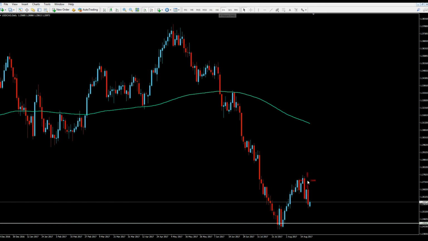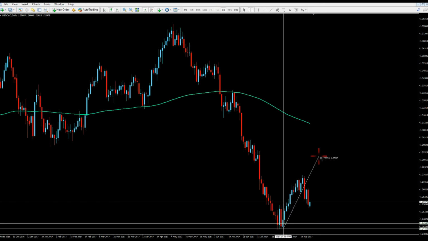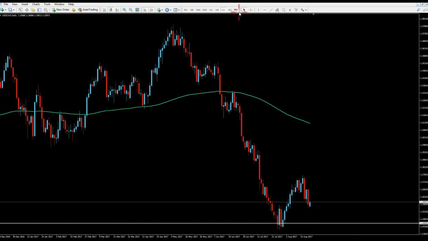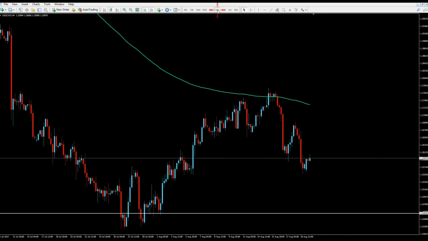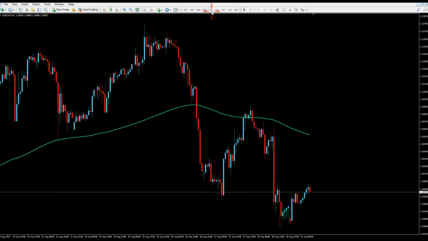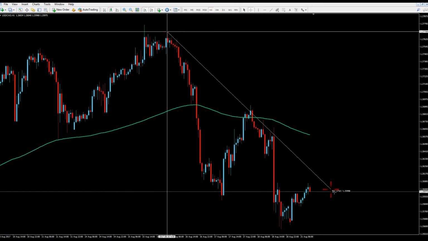If we look at on the daily, we already had a breakout here, and it looks like we have a continuation. If we draw a trend line, you can see price is trending down. So if we move down to the lower time frames, we can see, yeah, price is trending down still.